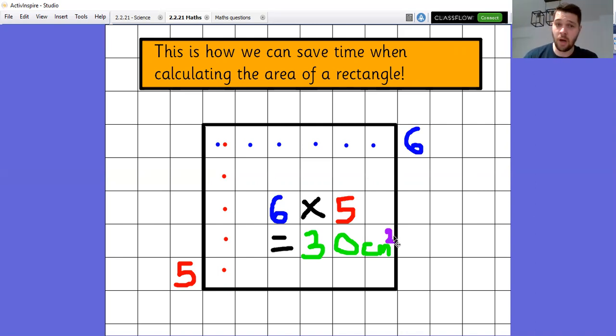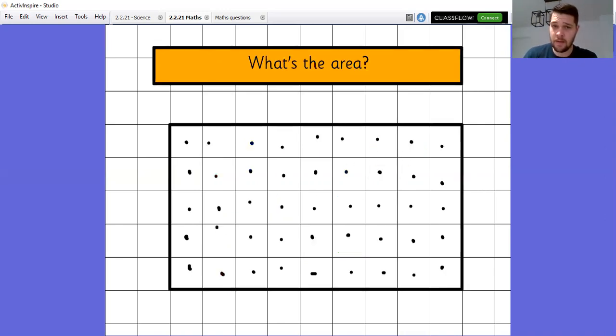For today, I want you to use the counting square method. Okay? What's the area of this rectangle here? If you want to, you can pause the video and count 1, 2, 3, 4, 5, 6, 7, 8, and so on. Or you can count how many squares there are across, and then how many rows there are that I need to multiply that by to give me the area.